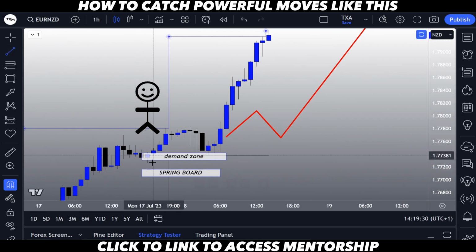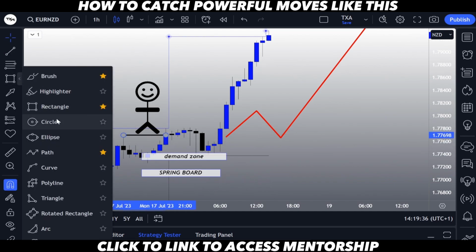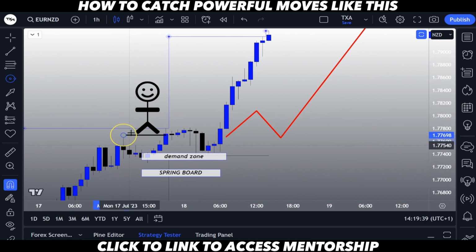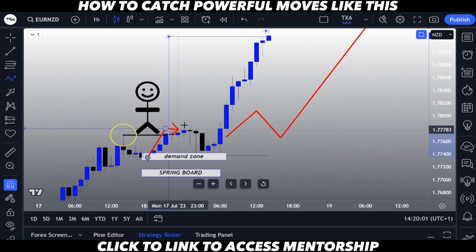Now, what makes this level strong? This level also broke structure. There's a swing high to the left right here, and this move to the upside actually overtook this swing. Once this move to the upside happened and overtook this swing high to the left, we then had a pullback. This pullback was very small and very snappy, and it came into this demand zone, aka the springboard. And around this level, we now have to wait for a strong engulfing bullish signal.